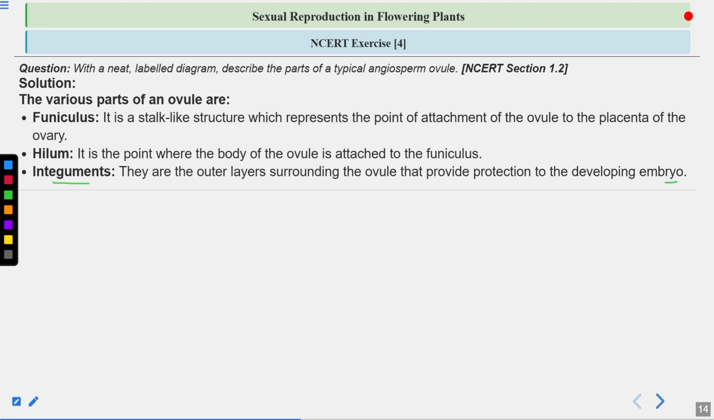So for all these structures, if I ask about the ploidy, what is the ploidy of funiculus? Funiculus is a diploid structure, right? Ploidy of hilum, this is also diploid. The ploidy of integuments is also diploid, right? All the cells are diploid here.